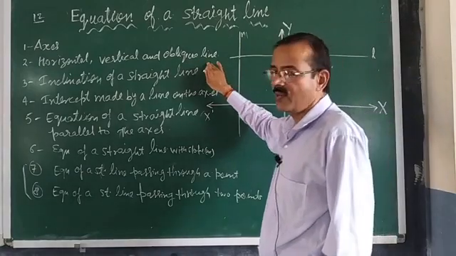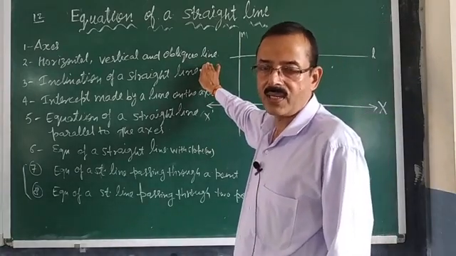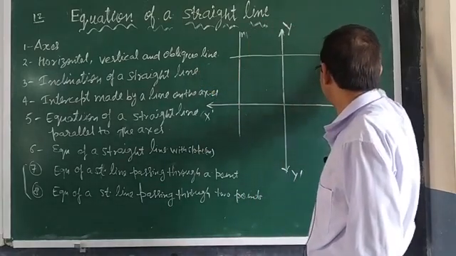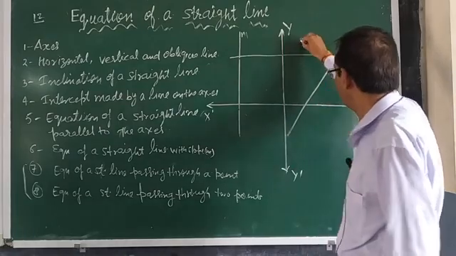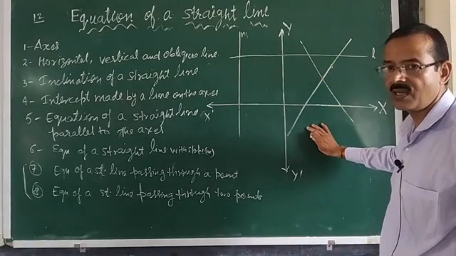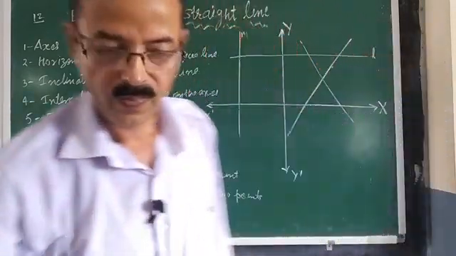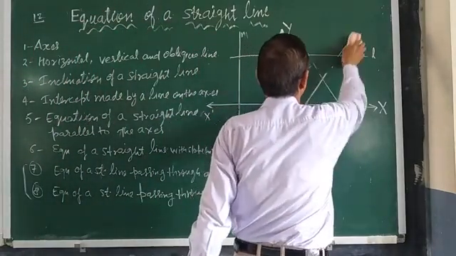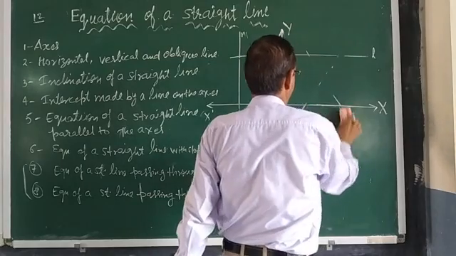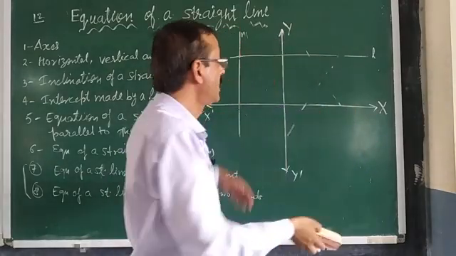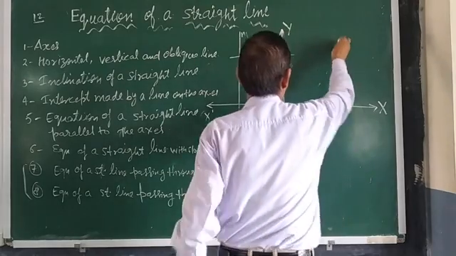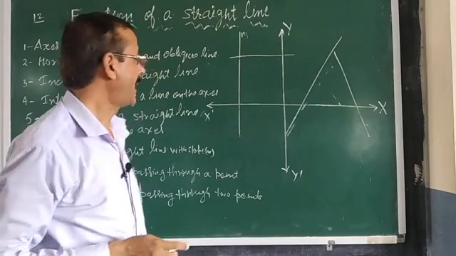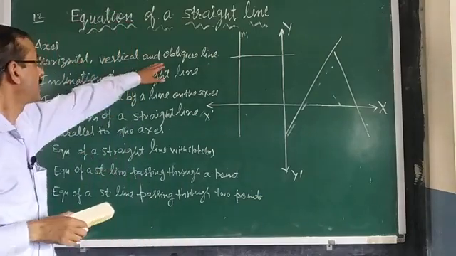And an oblique line means a line which is neither parallel to the x-axis nor the y-axis. That means this kind of line, these are not parallel to the x-axis or y-axis. Line L, horizontal line; line M, vertical line; and if a line is slanted this way or that way, these are called oblique lines. So this was about horizontal, vertical and oblique lines.